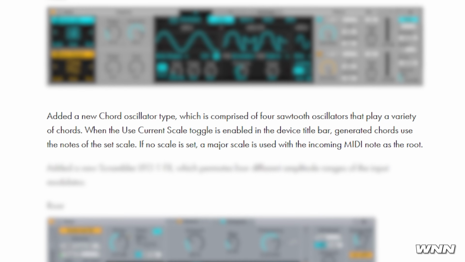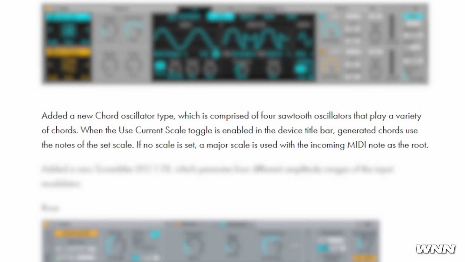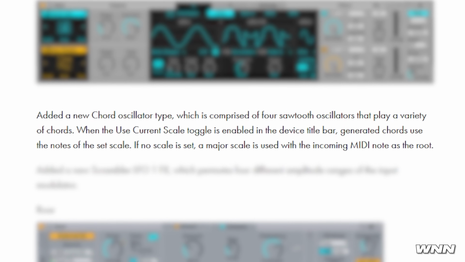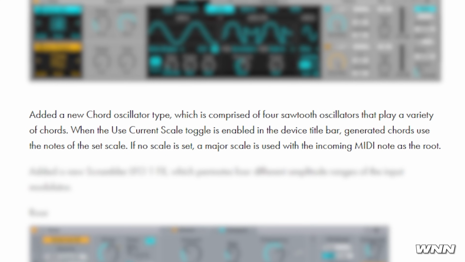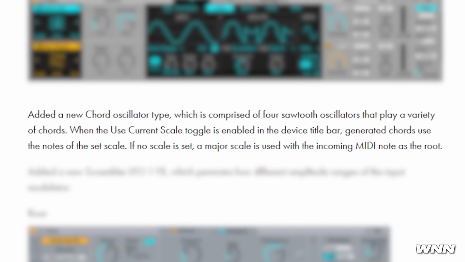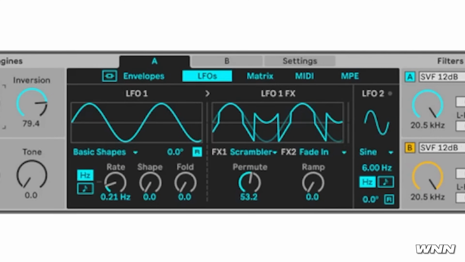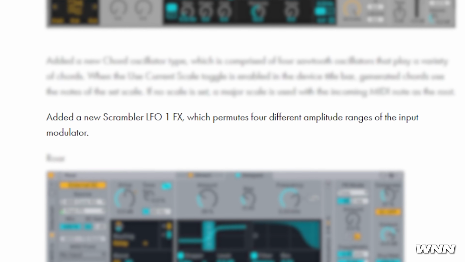So you actually can enable the use current scale toggle button. The generated chords will follow that scale. And if there's no scale, it'll just do a major scale chord with whatever MIDI note as the root. They've added a Scrambler LFO FX. Don't know what that is. Yeah, I've never heard of this before. So that alters 4 different parts of the input modulator. Definitely could create some more interesting sound design out of Meld.